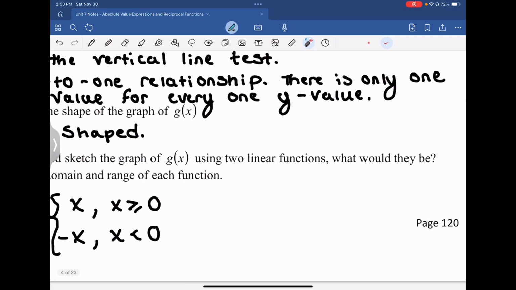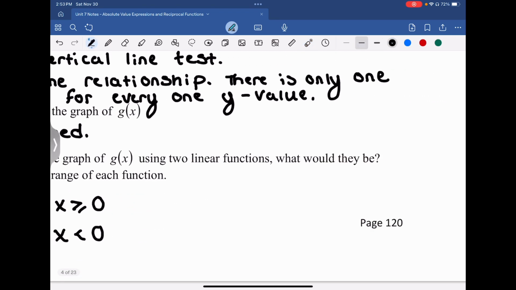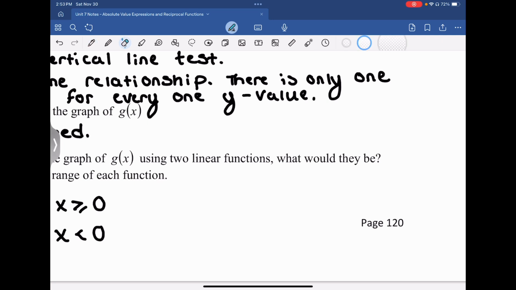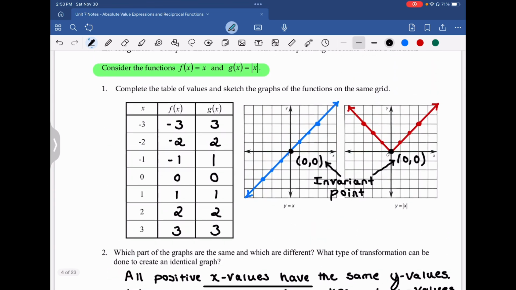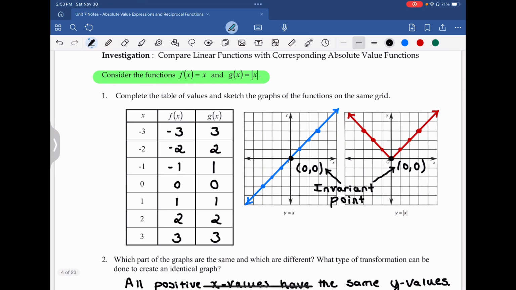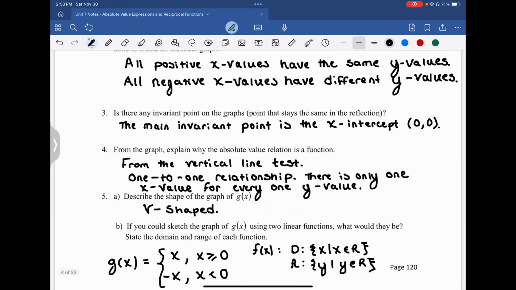Now, what are the domain and ranges of the functions here? Well, let's write it for f of x like this. F of x had a domain where x was just an element of the reals. It went to positive infinity, negative infinity in both directions. The range of that function was the same thing, where y is an element of the reals, because there was no restriction. It went up and down to infinity. If we scroll back up here, it goes up to positive infinity, down to negative infinity, and left and right to positive and negative infinity.